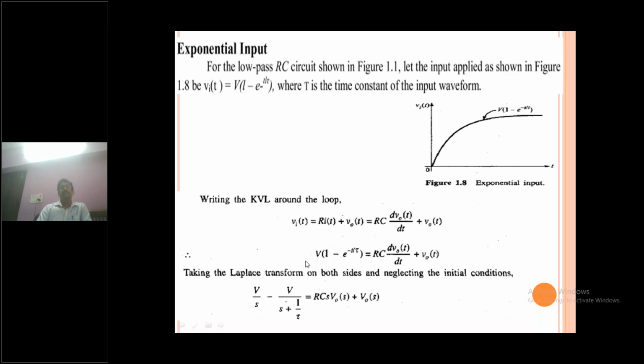So the Laplace transform of V is V by s. Similarly, e power minus at into u of t: what is its Laplace transform? 1 by s plus a. So here it will be V by s plus 1 by tau. Similarly, on the right hand side, RC into dV naught by dt, whose Laplace transform is s into V naught of s minus V naught of 0 plus.